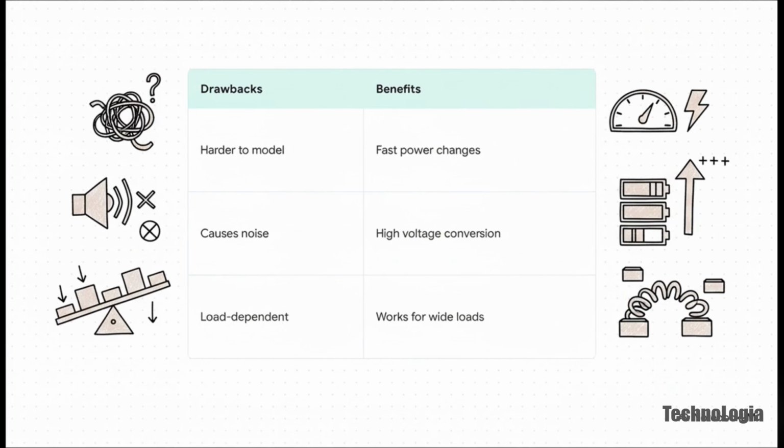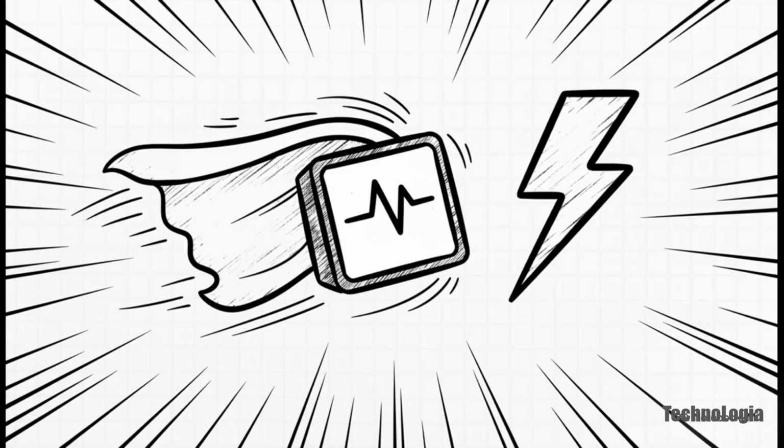On the one hand, yeah, it's a pain to control, it can be electronically noisy, and its behavior changes with the load. But on the other hand, it lets you do things that are flat out impossible in the normal mode. Things like getting super high voltages, or, and this is the big one, changing power levels almost instantly. And that right there, that's the superpower of DCM. It's speed, the ability to respond and change its power output on a dime.